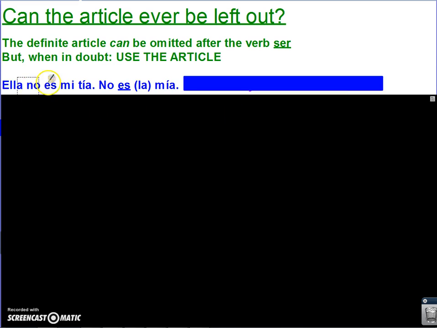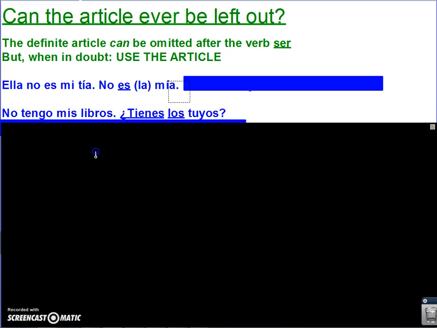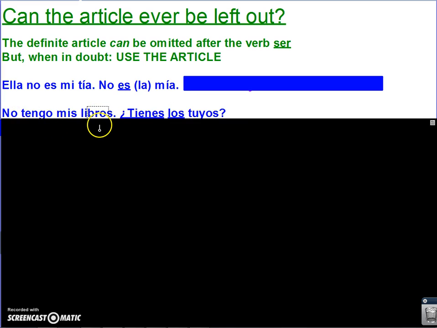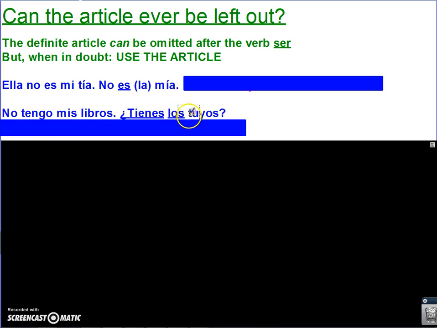For example, ella no es mi tía, no es la mía. Since this is ser, I can drop the la here. I would like you to attempt to translate that sentence in the space provided, probably on your paper underneath it. And I've got one more. No tengo mis libros, ¿tienes los tuyos? In this example, I have tener in front of the possessive pronoun, so I may not take out the article. After this sentence, I would like you to attempt to translate that as well.